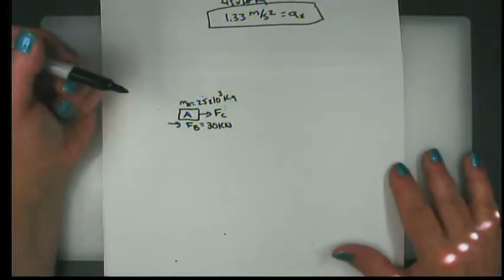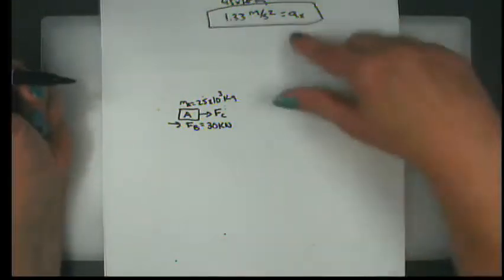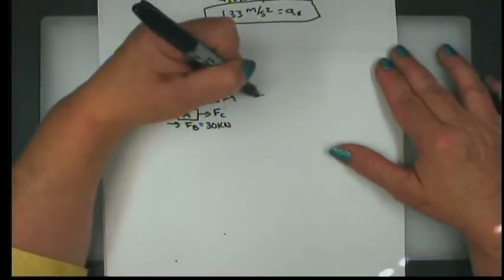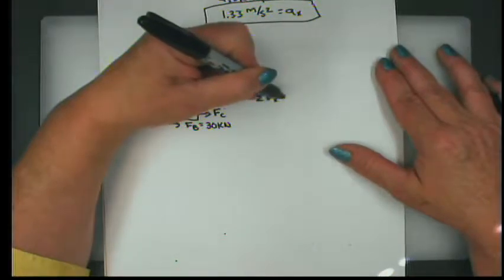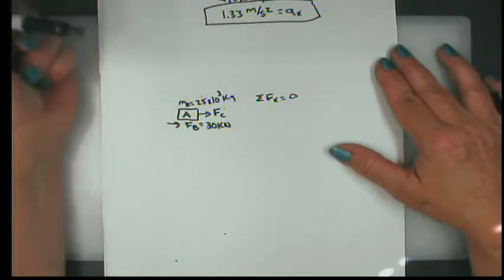And I would also like to find how far it goes before it stops with either of these. I could do it with this or with this. So let's do the coupling force since I'm here right now. Summation of forces in the x direction, once again, equals 0. Only this time we're just looking at one of the cars.